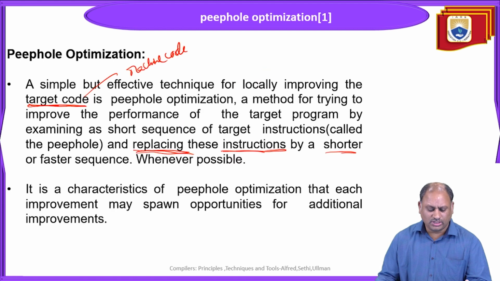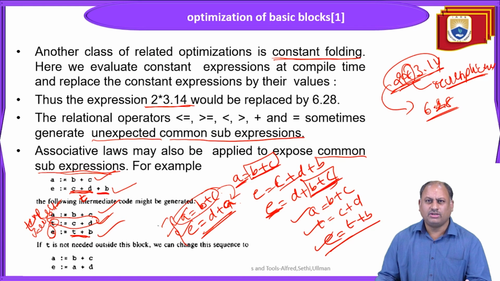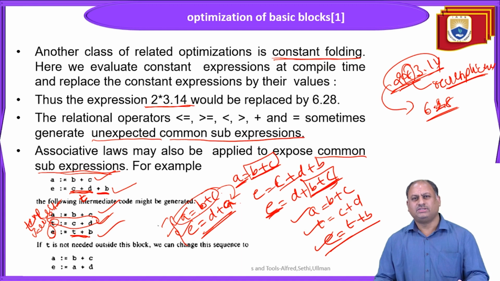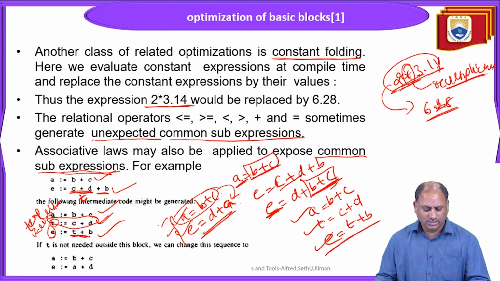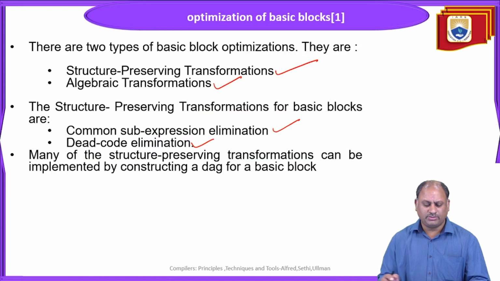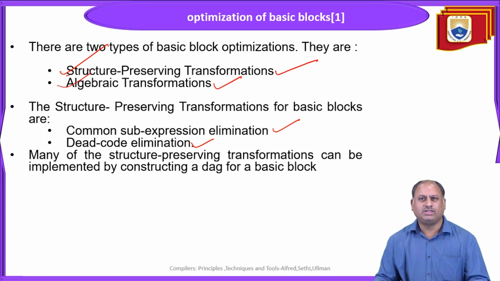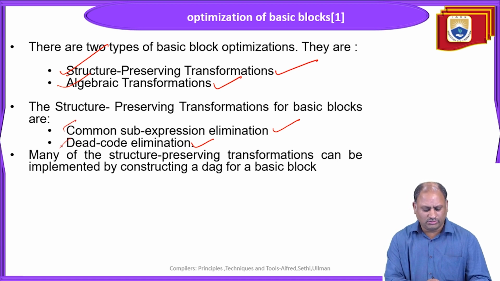So these are all the various optimization techniques used in one of the phases of compiler design, that is code optimization. In the compilation process, code optimization is a phase which requires these types of techniques: structure preserving transformations, and another one, algebraic transformations. In structure preserving transformations itself, we have common sub-expression elimination and dead code elimination.